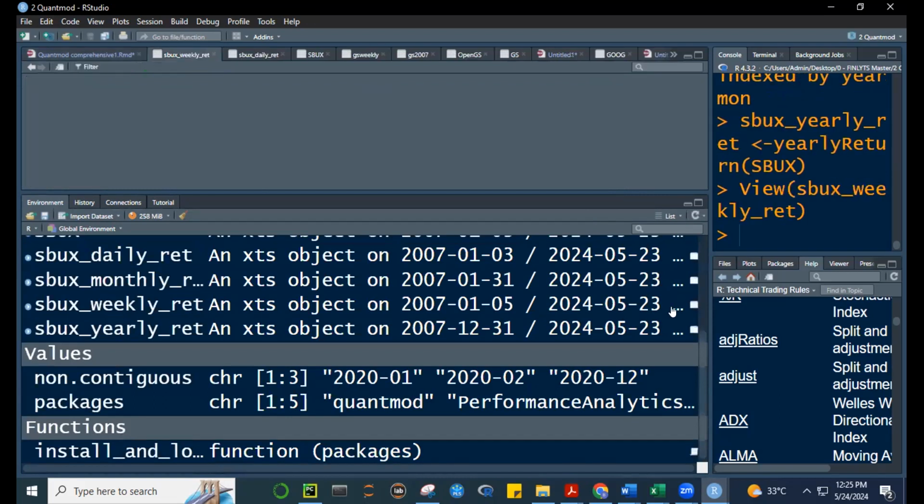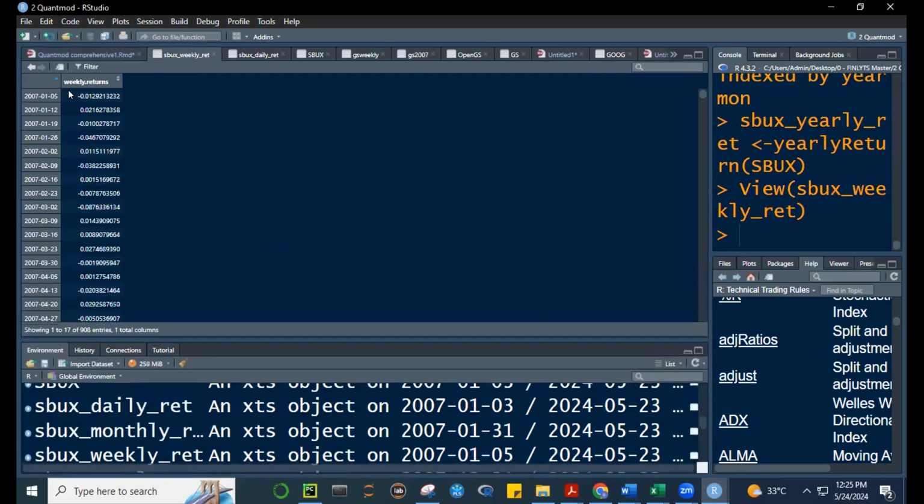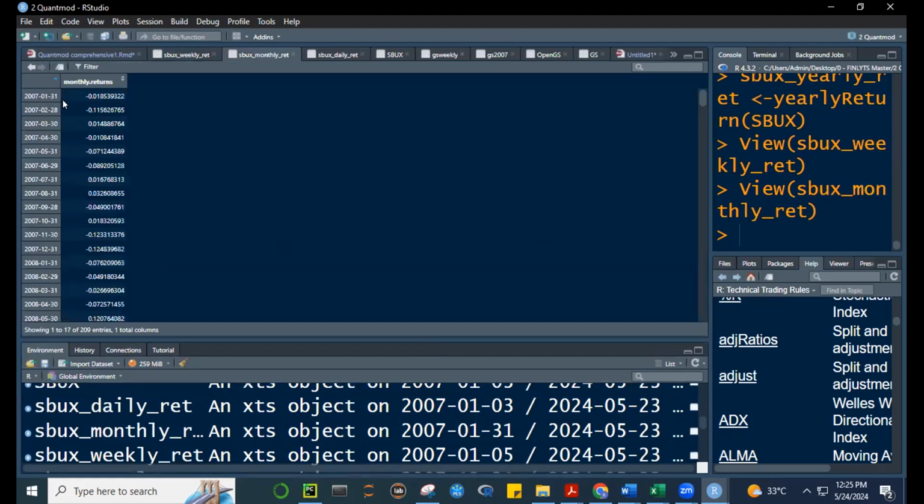Let's take a look at the weekly. All right, so it starts with January 5, 12, 19, etc. So this is weekly data. And also for the monthly data, okay, it's reckoning it at the end of the period. So it will average the returns for the whole January, February, March, etc.